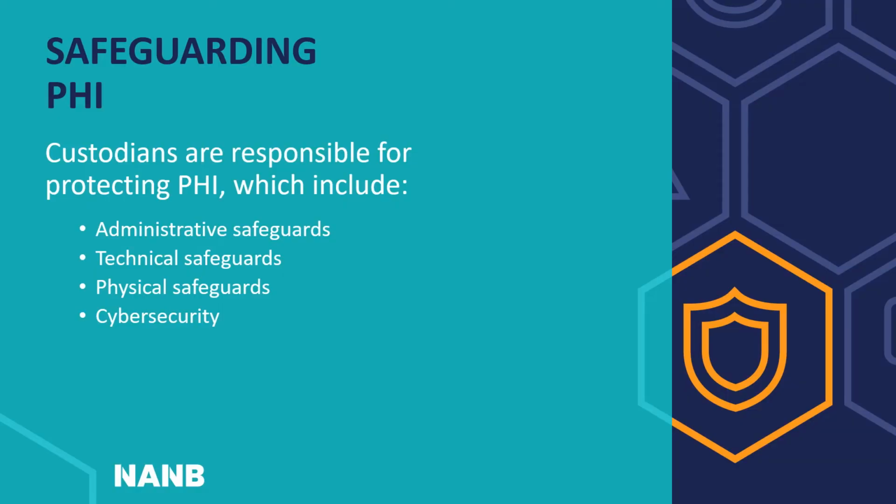Custodians are responsible for protecting PHI by adopting information practices that include reasonable administrative, technical, and physical safeguards, as well as cybersecurity measures that ensure the confidentiality, security, accuracy, and integrity of the information. Administrative safeguards may include policies or procedures for security breach incidents or security training for employees. Technical safeguards may include resetting passwords frequently, dual factor authentication, or automatic closing of a session with no activity.